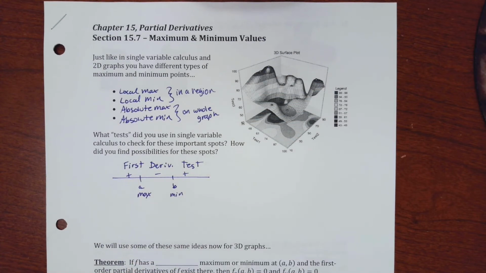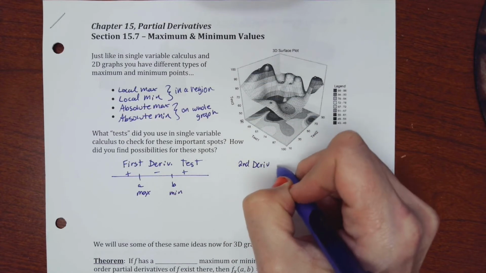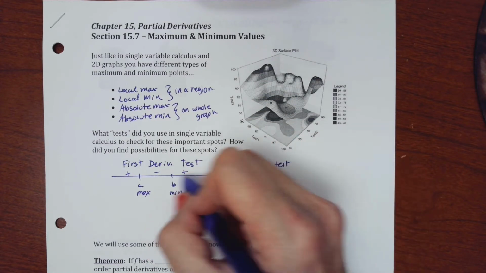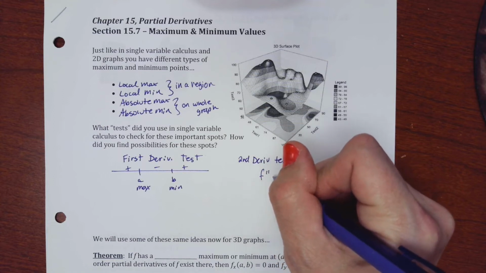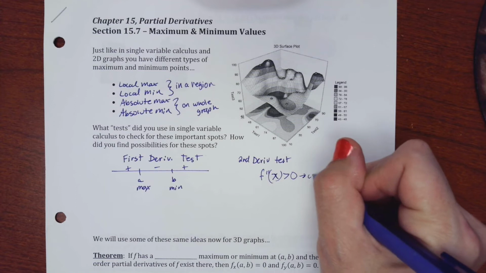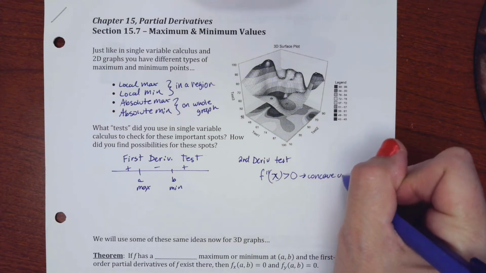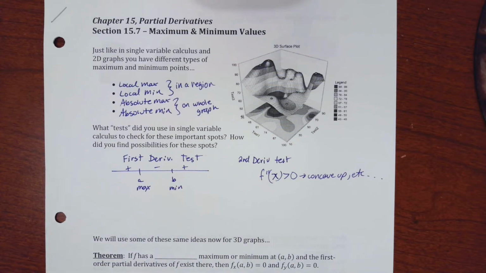I was decreasing, then increasing, so this must have been a minimum. So things like that. And your second derivative test, you did a similar thing, but you were testing concavity, right? So if your second derivative was greater than 0, that meant concave up, and less than 0, concave down.